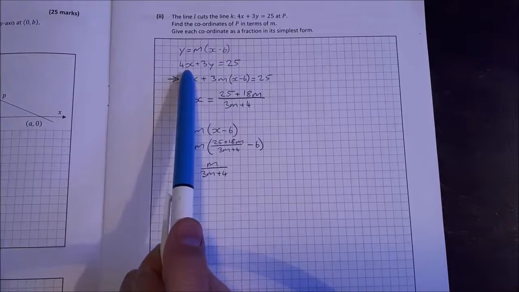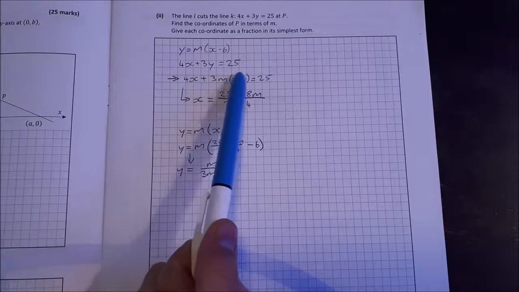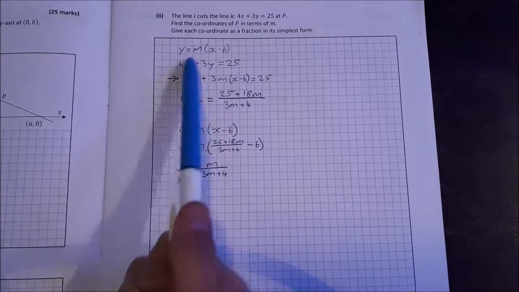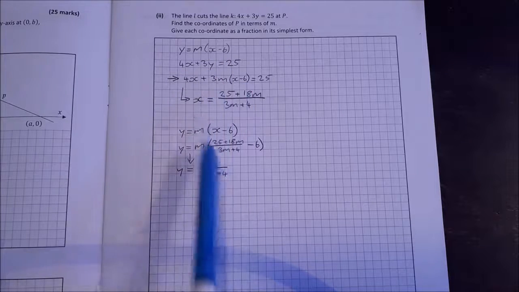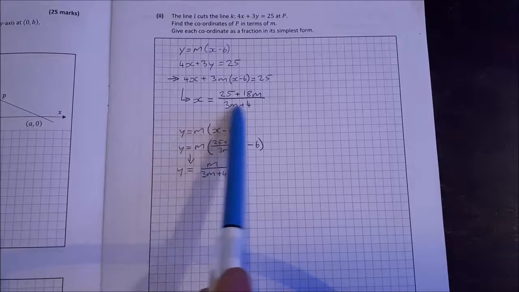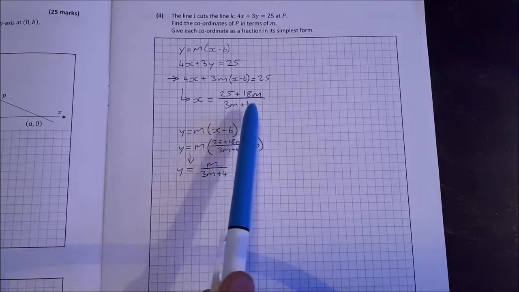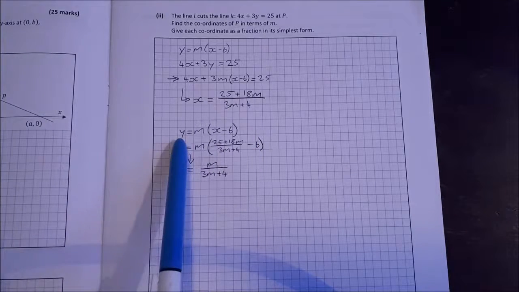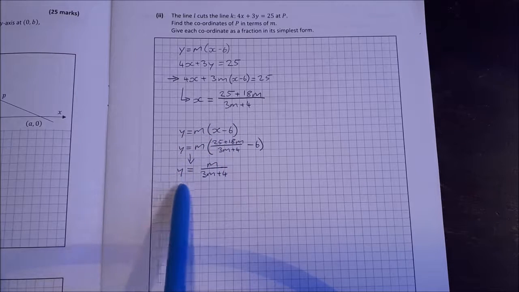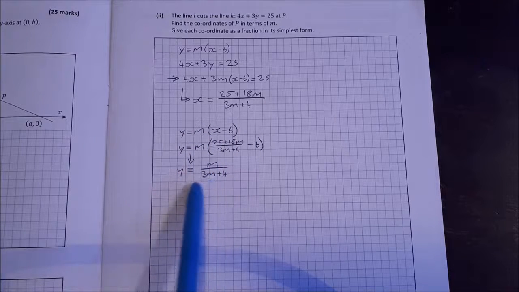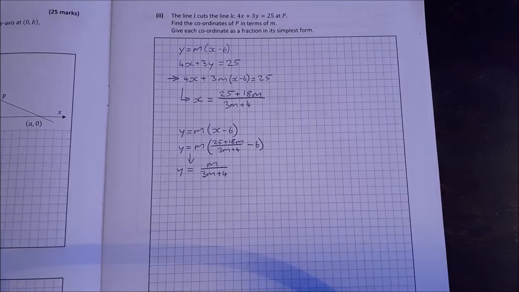The equation of k is 4x plus 3y equal to 25. We can sub in m times x minus 6 instead of y. So there it is there. Get x on its own. There's x in terms of m. And then get y on its own and sub in x in here and get y as m over 3m plus 4.